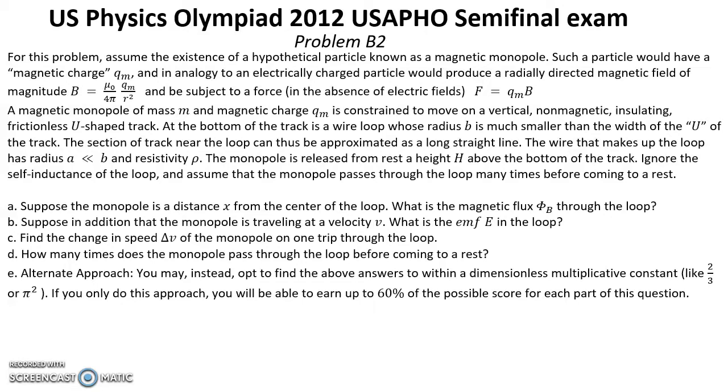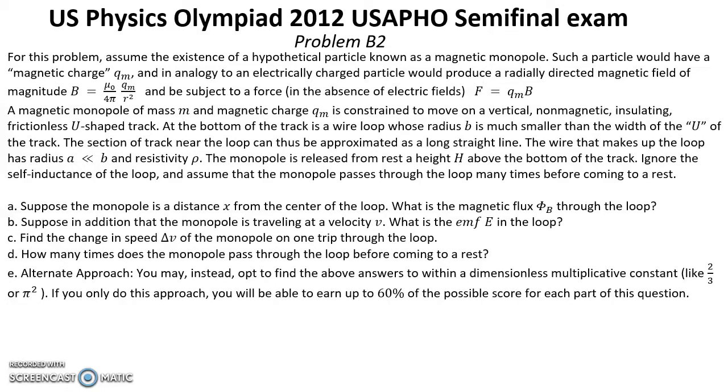The magnetic monopole of mass m and magnetic charge Qm is constrained to move on a vertical, non-magnetic, insulating, frictionless U-shaped track. At the bottom of the track is a wire loop whose radius b is much smaller than the width of the U of the track. The section of track near the loop can thus be approximated as a long straight line. The wire that makes up the hoop has radius a much smaller than b and resistivity ρ.